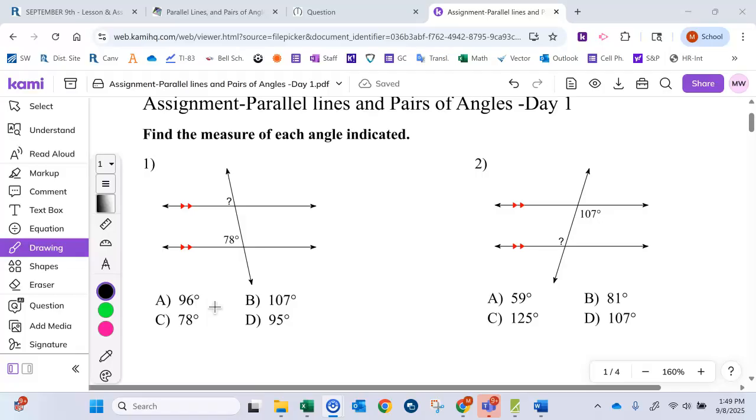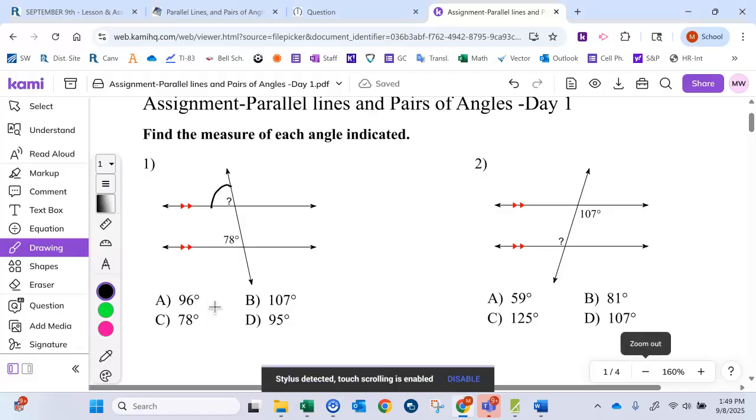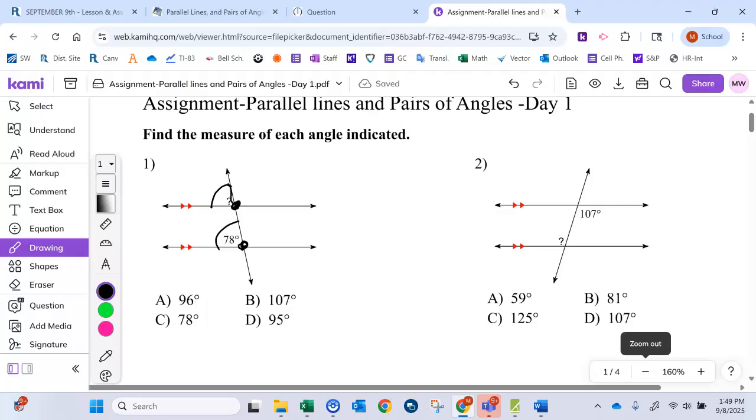Okay, so what do we get? Well, we know we're looking for this angle, and we know this one is 78. So how does it relate to the point above? Well, this one here for this line, for the transversal, it is to the top left of this transversal. So the same place would be right here. So that means this is equal to 78 as well. Okay?